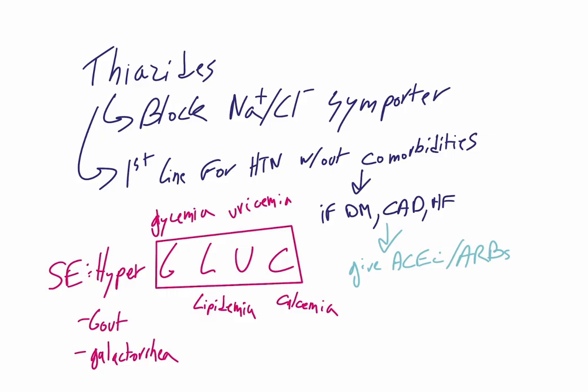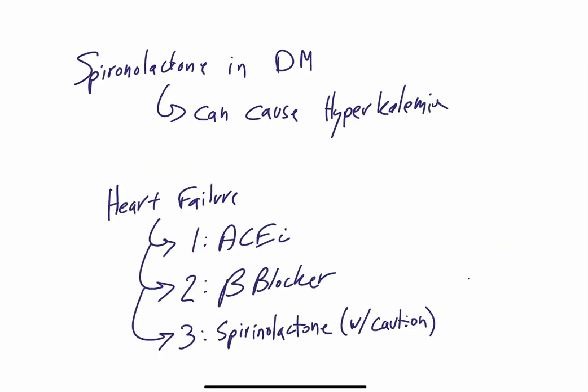You have to be cautious with spironolactone in diabetics because it can cause hyperkalemia and kidney issues. The typical drug hierarchy in heart failure is ACE inhibitor, followed by beta blocker, followed by spironolactone with caution. Sometimes you'll be presented with a patient who was put on thiazide before spironolactone, but stick with the order that you are being shown here because otherwise you're going to get the questions wrong.